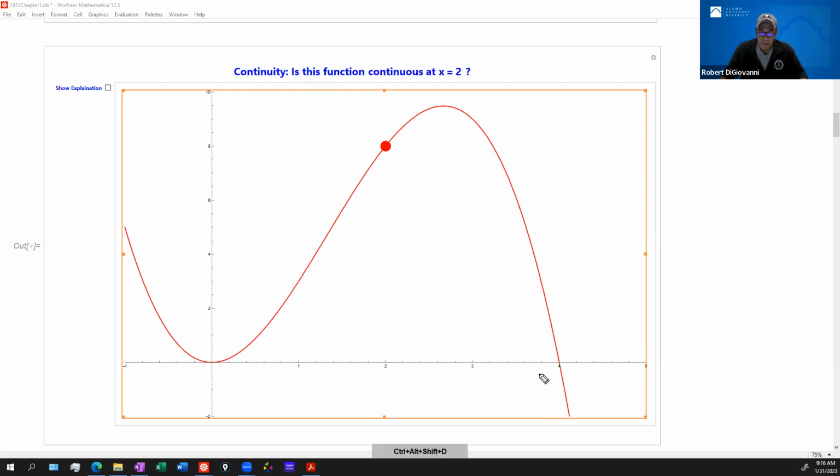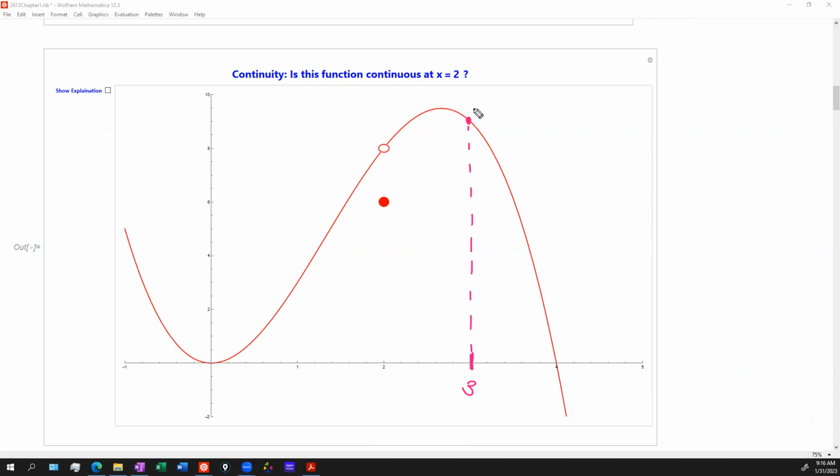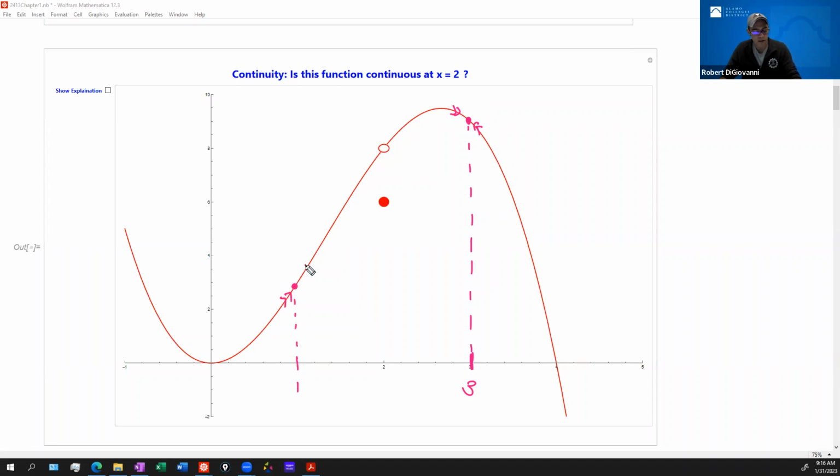Let me go back up to this one. We already said that this function is not continuous at 2, right? How about other places? Would this one be continuous at 3? What do you think? Yes, it would, because we come in from the left, we come in from the right, it's headed to the same place and it's filled in there. You could go to any point you want, and we're going to have continuity at those points. The only place on this function where we don't have continuity is right here at the value of 2.